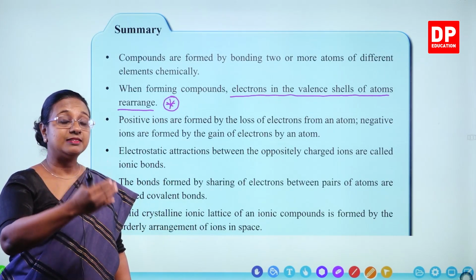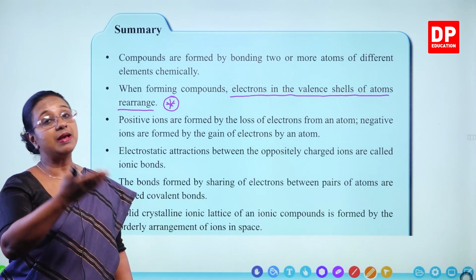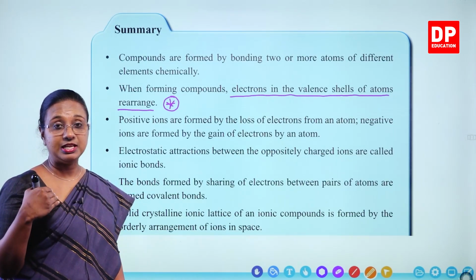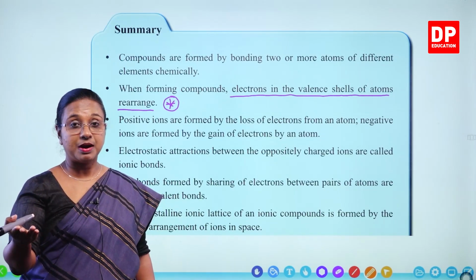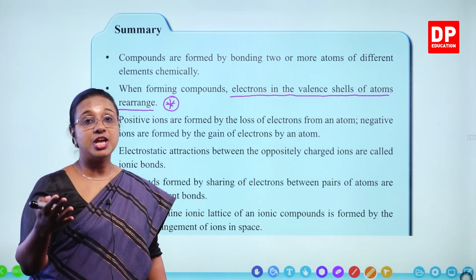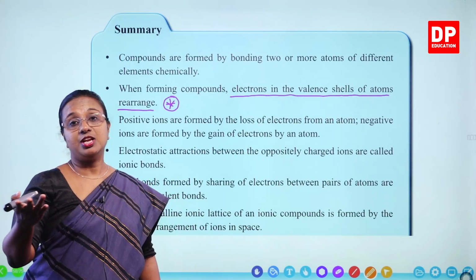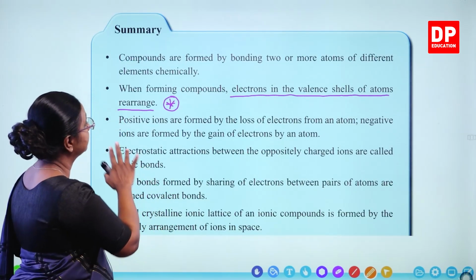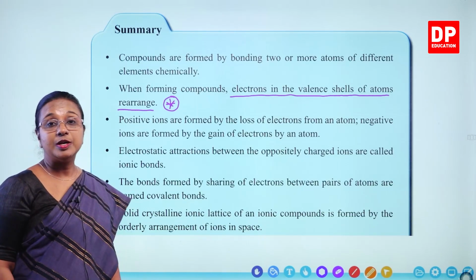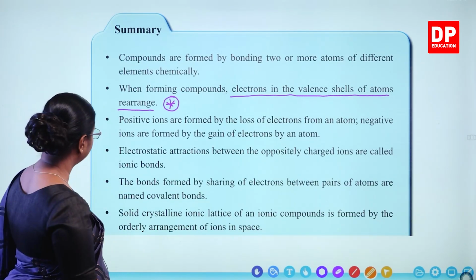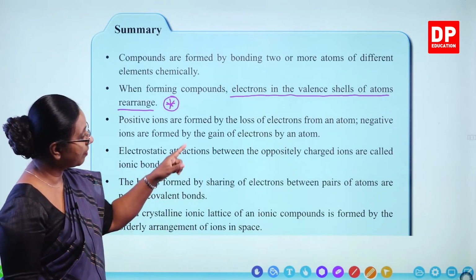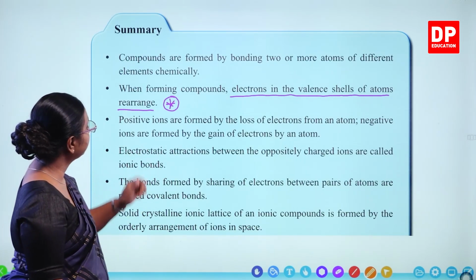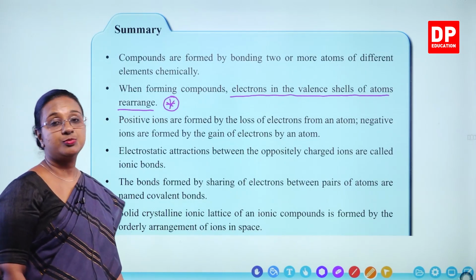Either the electrons are lost by one atom and gained by the other, so that leads to positively and negatively charged ions, ionic compounds. Otherwise, they share. Sharing is also rearrangement. So in both instances, there is rearrangement of valence shell electrons. Positive ions are formed by the loss of electrons from an atom. Negative ions are formed by the gain of electrons by an atom.